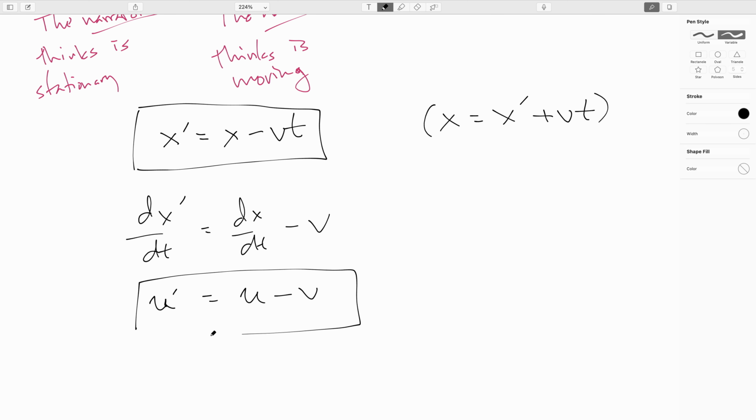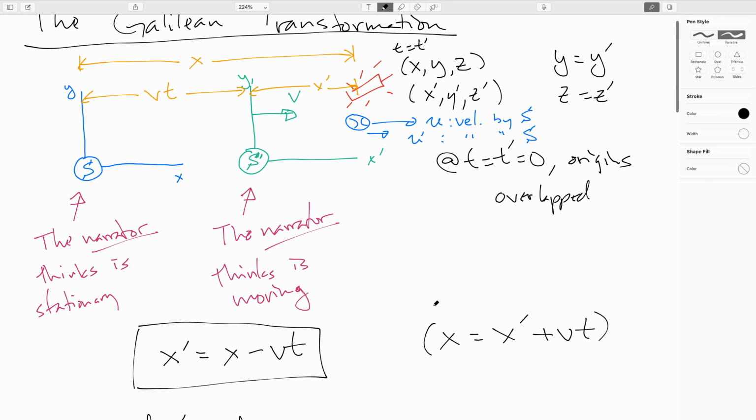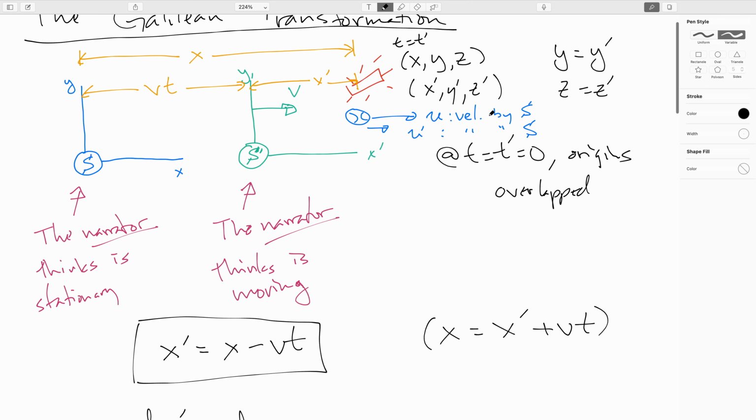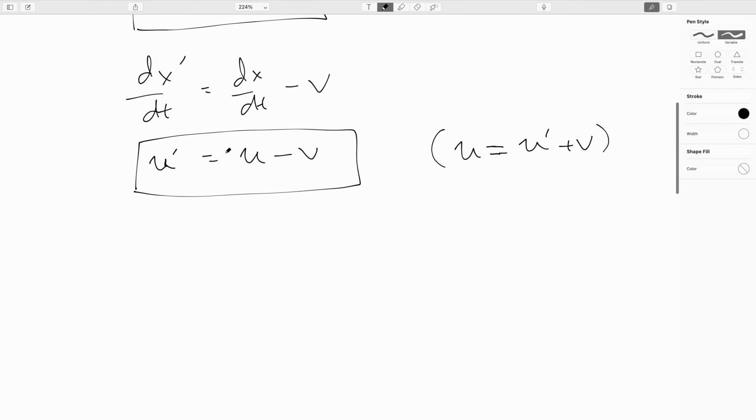And again, it'll turn out that if you change the primes, you change the signs. All right. Well, is there anything that S and S prime agree on? Well, it turns out, yeah, they agree on the acceleration of the ball.